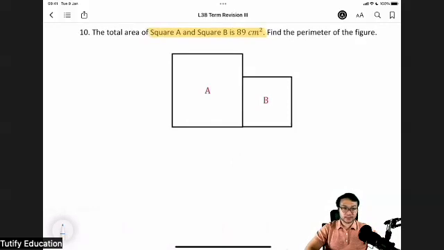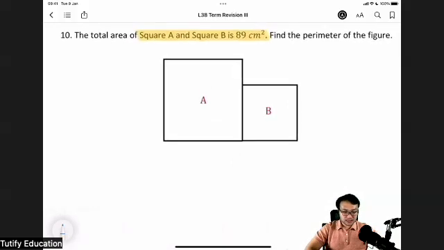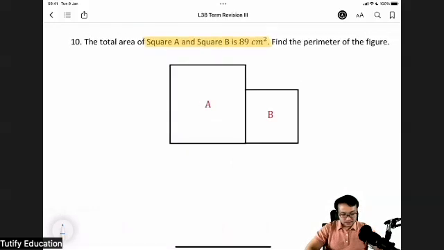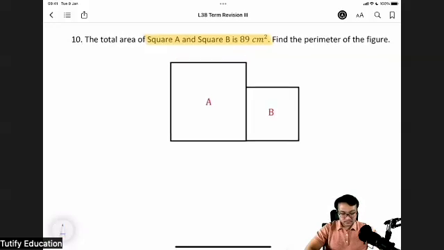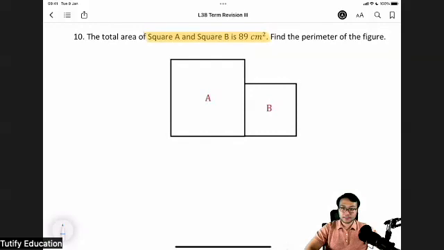What should I start with, Maximus? How should I start doing this question? Are you going to guess the length of the side here? Then what should we do, Max? 121 plus 9. What should we do, Maximus?